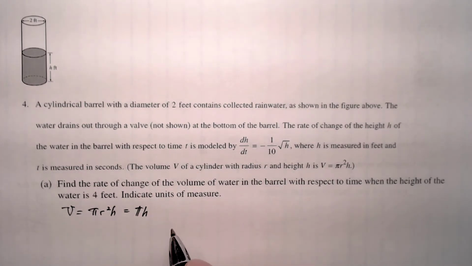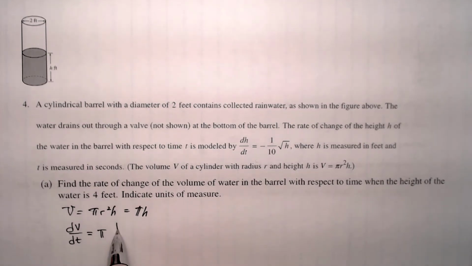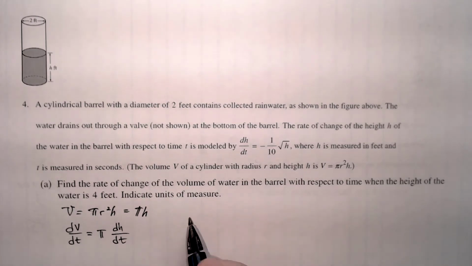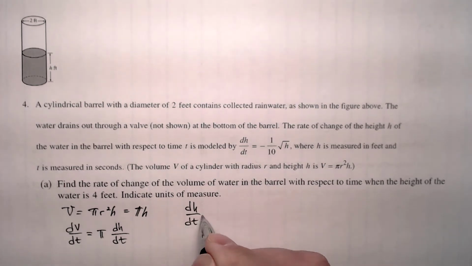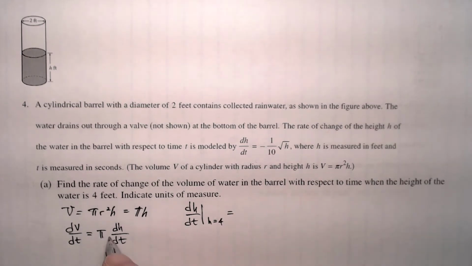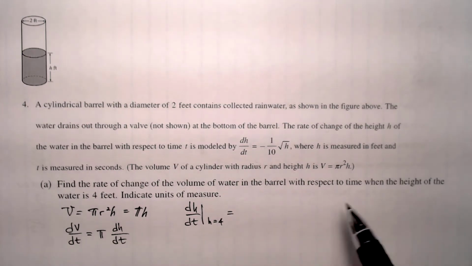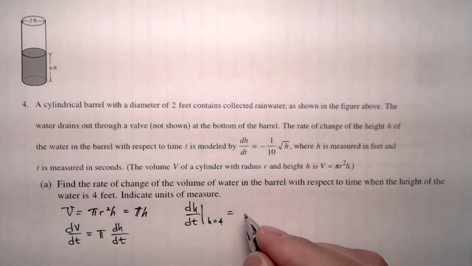Differentiating with respect to time gives us dV over dt is equal to pi times dh over dt. So once we find what dh over dt is at a time when h equals 4, we can plug in this number here and we will find the change in volume at the time when the height of the water is 4. To find this, we just plug in h equals 4 in this expression.